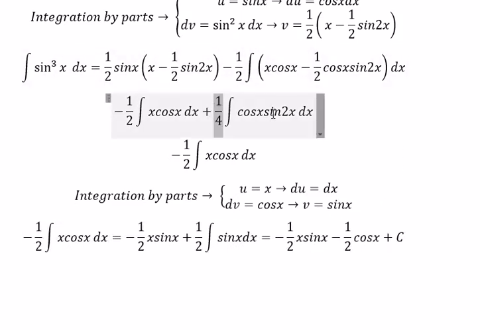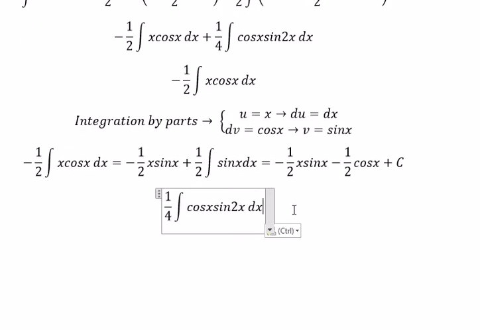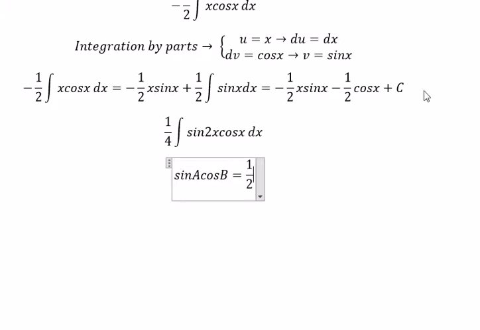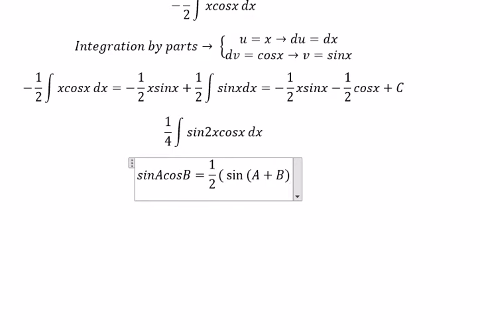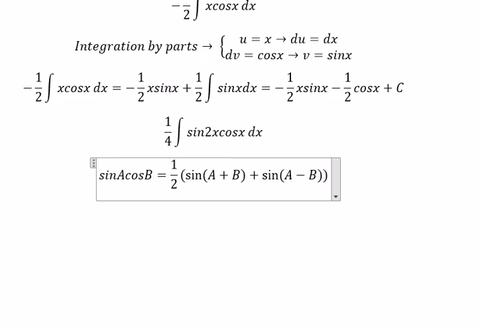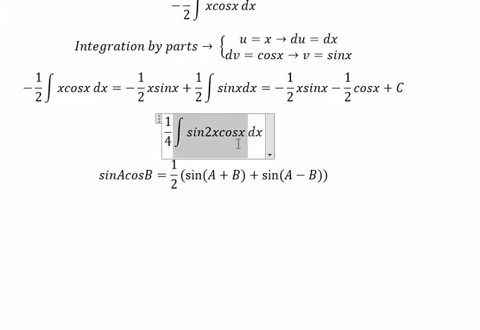And now we go to the second one. In this situation, we know that sine 2s, we have 2s is bigger than s. So we put sine 2s first, cosine s later. We have the formula sine a cosine b equal to 1 over 2 of sine a plus b plus sine a minus b. So in this situation we can apply it here.